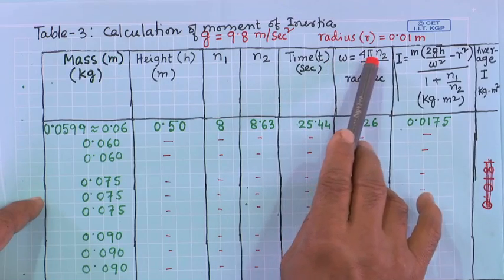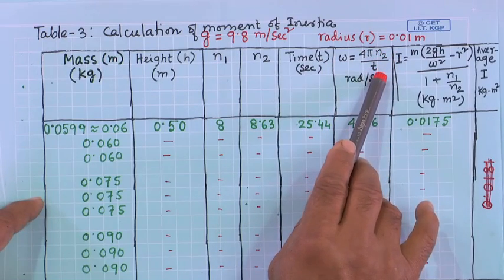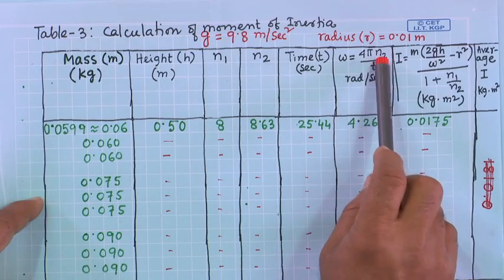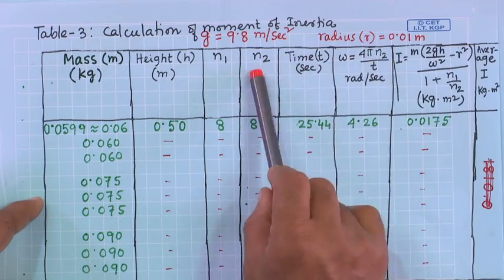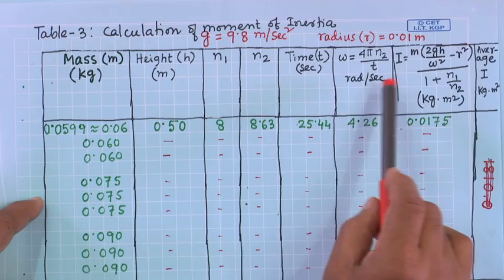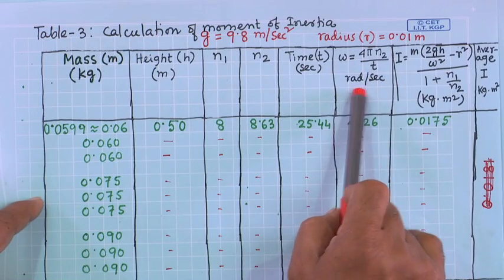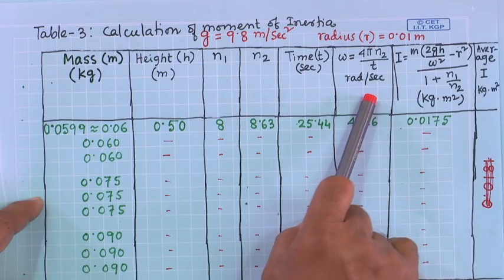Omega is 4 pi n 2 by t. So, we have noted down the time in this column. From here n 2 and t are available, and using this you have to find out omega in radian per second.